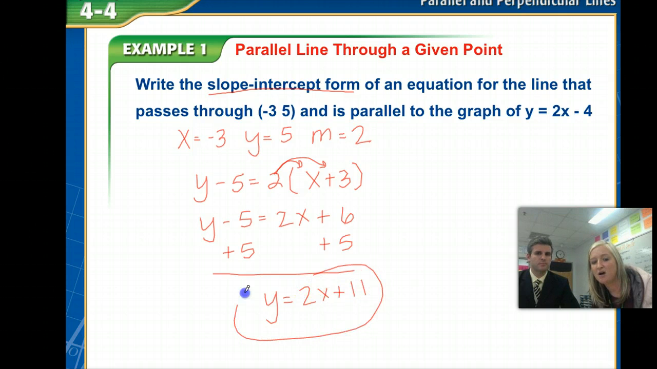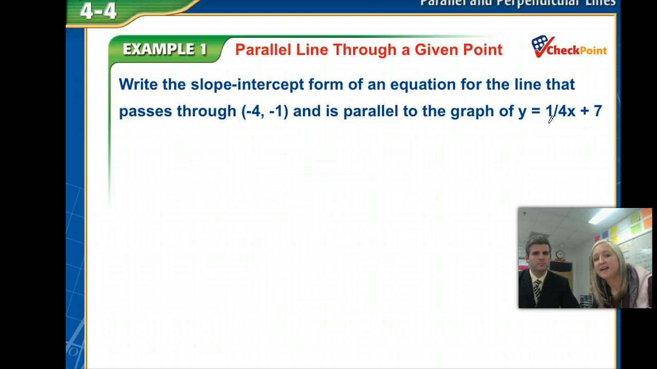So what we just solved was an equation of a line that goes through (-3, 5) and is parallel to y equals 2x minus 4. All right, the next one is a checkpoint. You can go ahead and pause the video if you would like to and then check your answers with mine. Otherwise, you can go through another example with us. All right, we are going to get started.